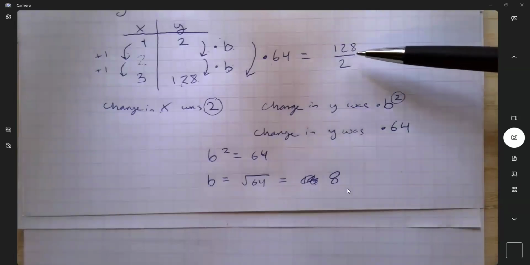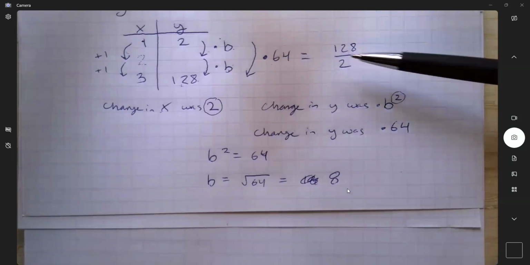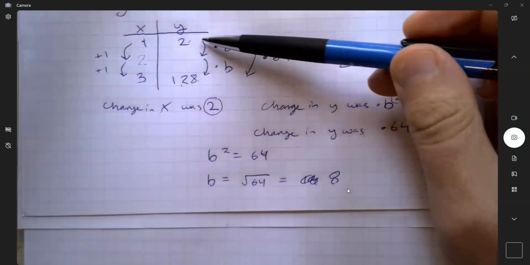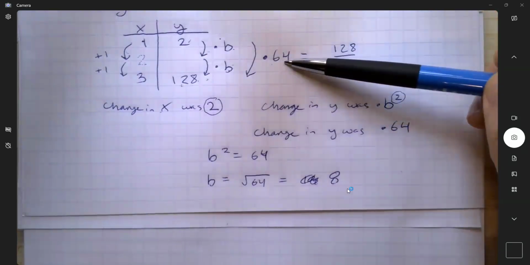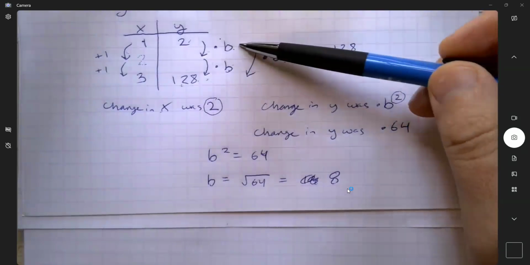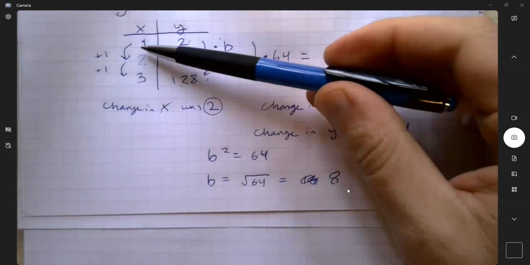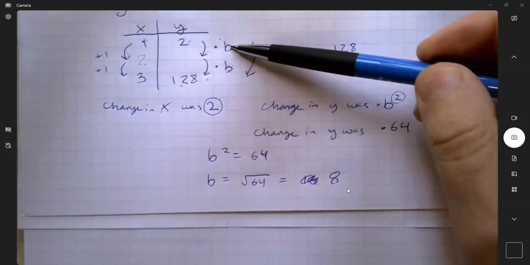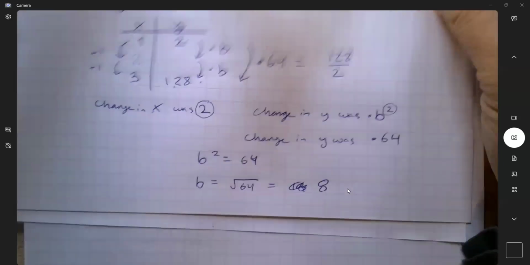This will take a little bit to settle in because it's a different type of change, but the process is similar. How far did I go from 2 to 128? In multiplication, I multiplied by 64. How many multiples was that? b squared. It was 2 multiplications because x went up by 2. So b squared must equal 64, so b must equal 8.